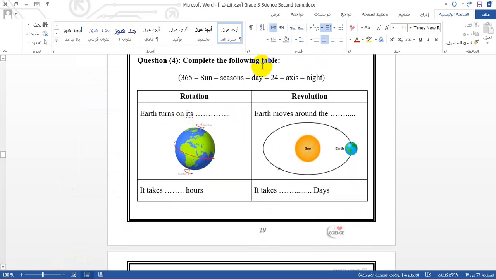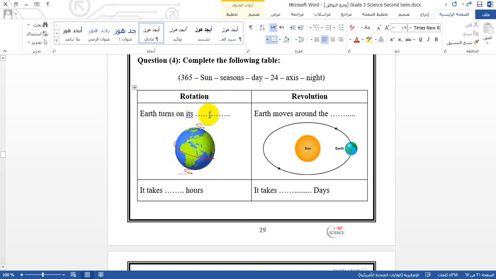Question: complete the following table. Here, what does rotation mean? You have to differentiate between rotation and revolution. Believe me, it is the easiest lesson in our book. I told you many times, when the Earth moves around the sun, we call it revolution, and it causes the changing of seasons. But when the Earth turns on its axis, or turns around itself, we call it what exactly? Rotation.